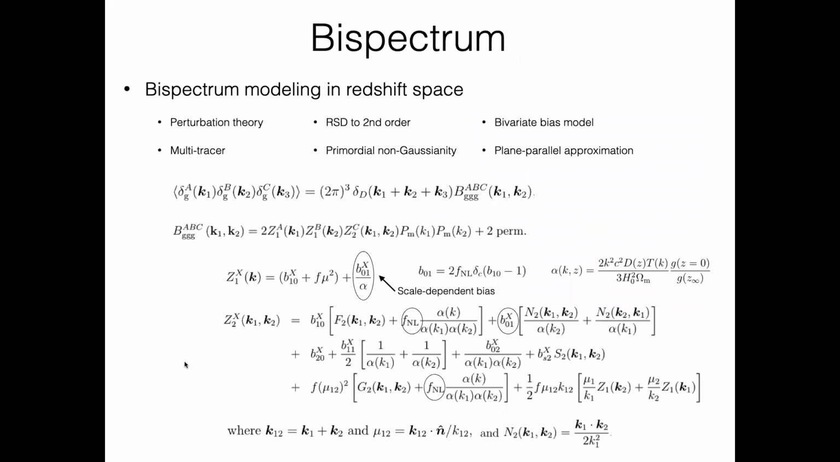Okay, so this basically gives you a sense of the modeling that's going into the bispectrum, and this is not even complete. This is with a lot of assumptions like plane parallel. This is only perturbation theory to second order, and we include the redshift space distortion. We include multi-tracer effects. We include primordial non-Gaussianity induced terms, which are labeled and circled below. We use a bivariate bias model to model the galaxies as biased tracers of the underlying dark matter density.